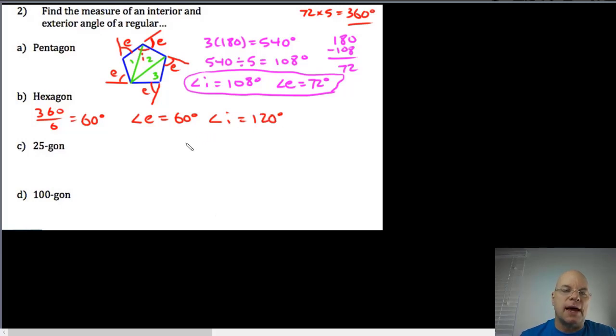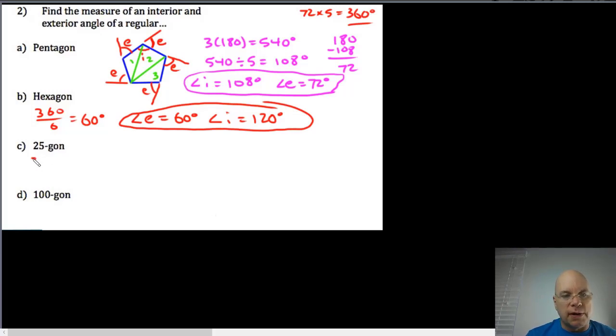And you can double check that by dividing the hexagon into 4 triangles by drawing diagonals from a single vertex, as we did here. 4 times 180 is 720, and 720 divided by 6 is 120. So that's just a way of checking, but you can count on that if you take 360 divided by the number of exterior angles, you'll get the measurement of the exterior angle. So we'll do this for the 25 gon.